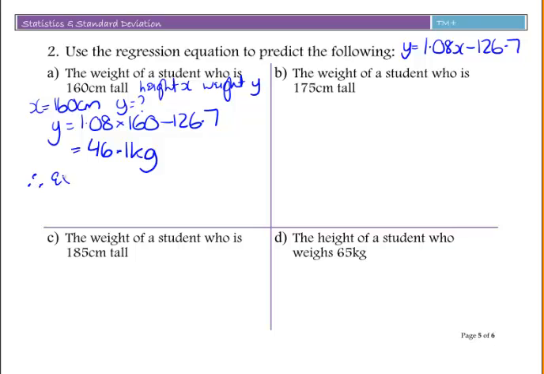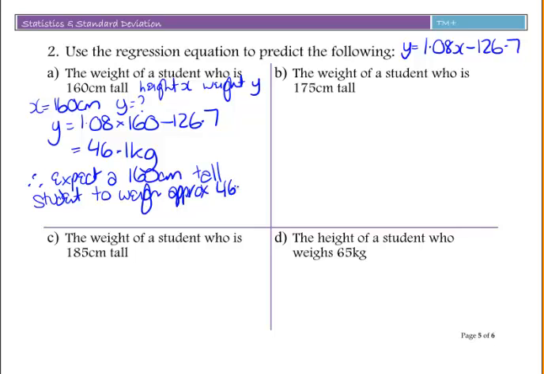So therefore expect a 160 centimeter tall student to weigh approximately 46.1 kilograms. That is approximate, remember we're just predicting here.